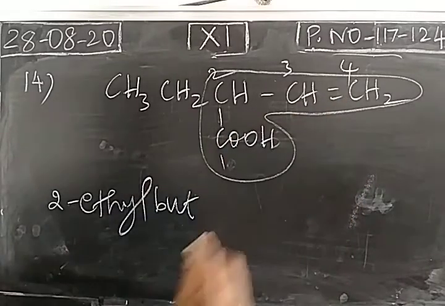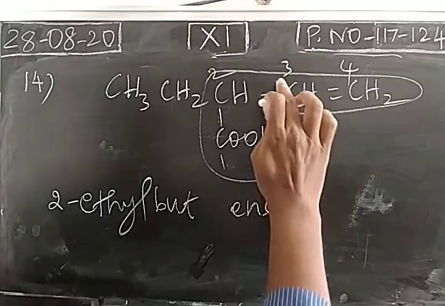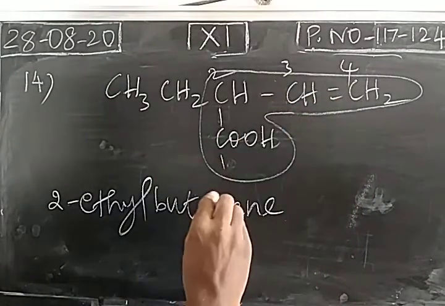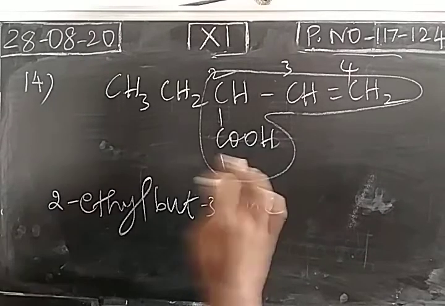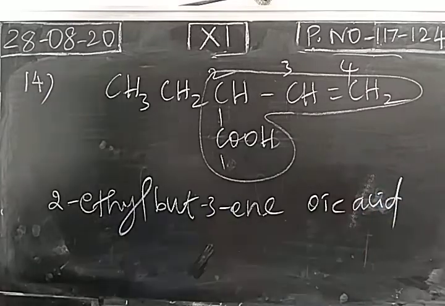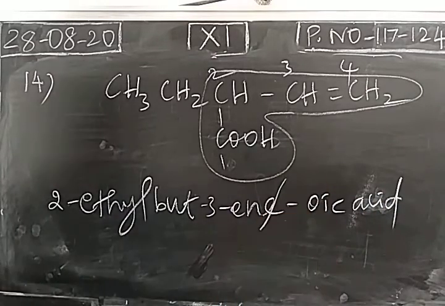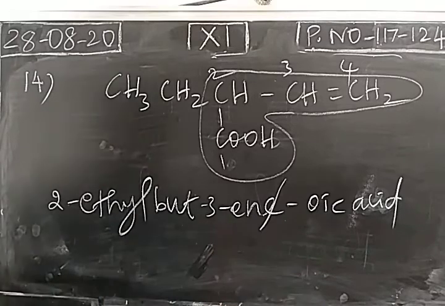A double bond is present, so primary suffix ene, and the position is 3. Between the 3 and 4 carbons, a double bond is present, so the position is 3 for the double bond. Next, the secondary suffix, name of carboxylic acid, oic acid. So when these two are joining, the e will be stripped out. So 2 ethyl but 3 enoic acid.